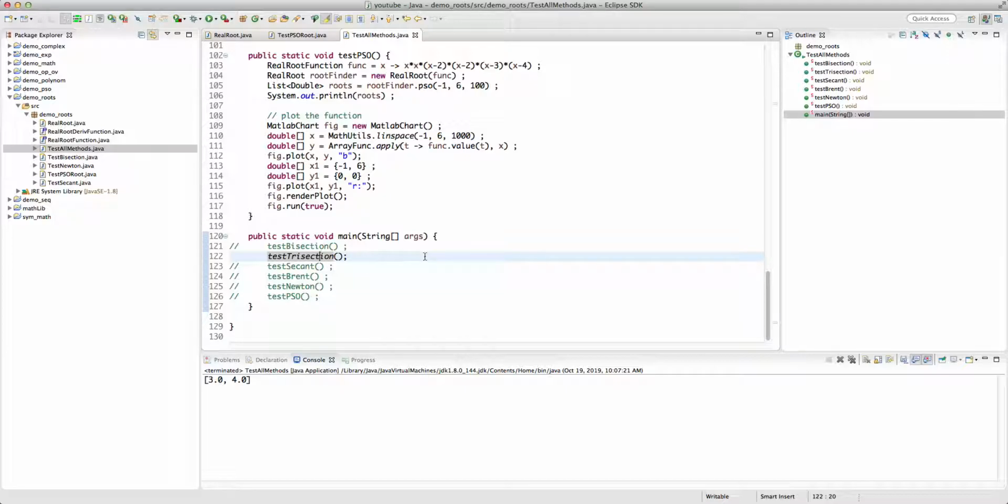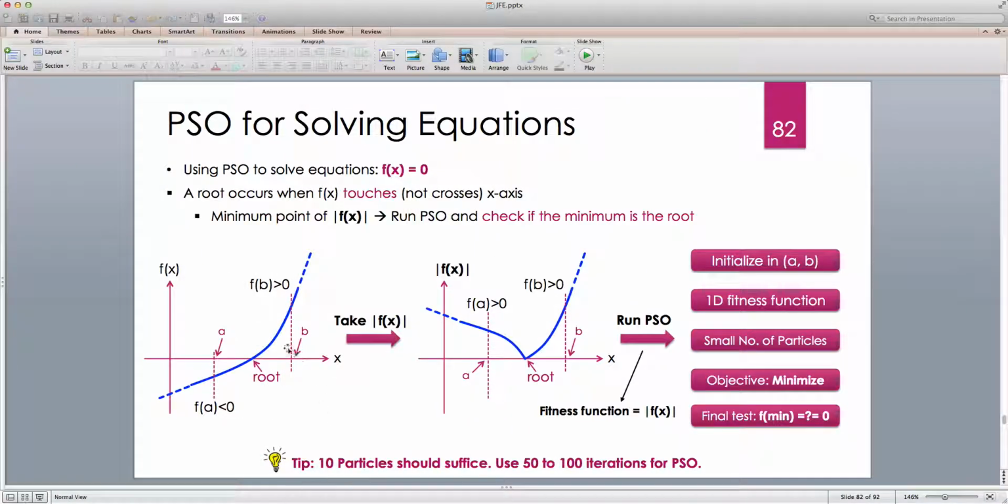But then in order for this algorithm to actually work, we have to make sure that instead of finding the minimum of the function, what we are actually going to find is the minimum of the absolute value of the function. So the fitness function that goes into the minimization is actually the absolute value. All right, that guarantees that a root is the minimum point over the interval when the function crosses the horizontal axis.